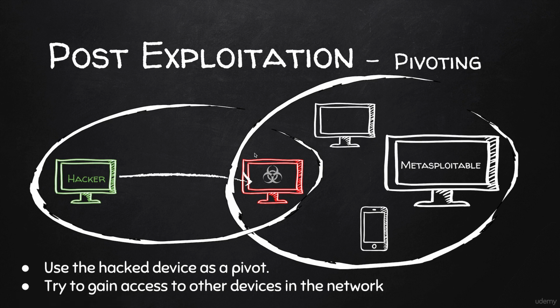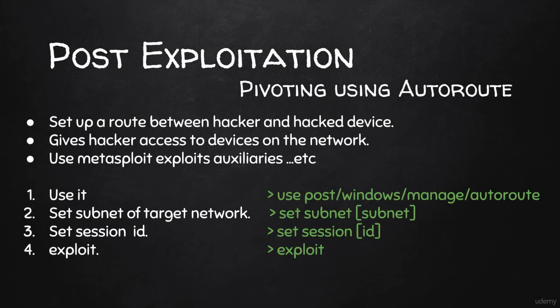What I'm going to show you today is how to set up a route between the hacked computer and your computer so that you can use any Metasploit auxiliary or module against this big network. So we'll be able to use Metasploit exploits, we'll be able to use port scanners that come in with Metasploit, and other useful modules. To do that, we're going to use a module called autoroute.